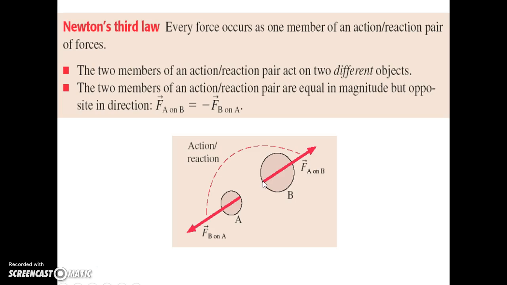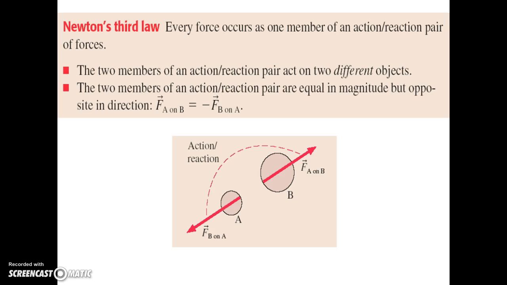All right, and then Newton's third law. This is kind of going to be an introduction or a start to our next set of notes where we're going to connect systems or put objects together. So Newton's third law basically just says that every force occurs as a member of an action-reaction pair of forces. Essentially, as you push on one object, that object pushes back. And those forces are always equal in size but opposite in direction.